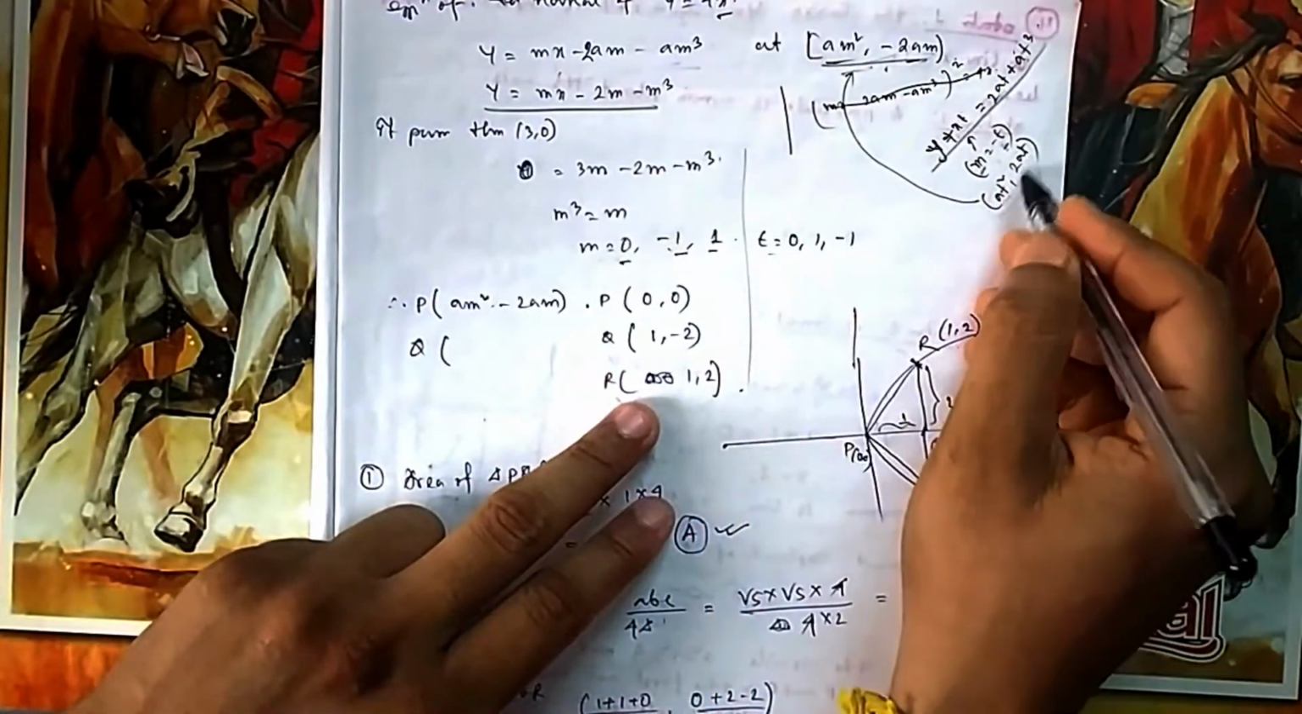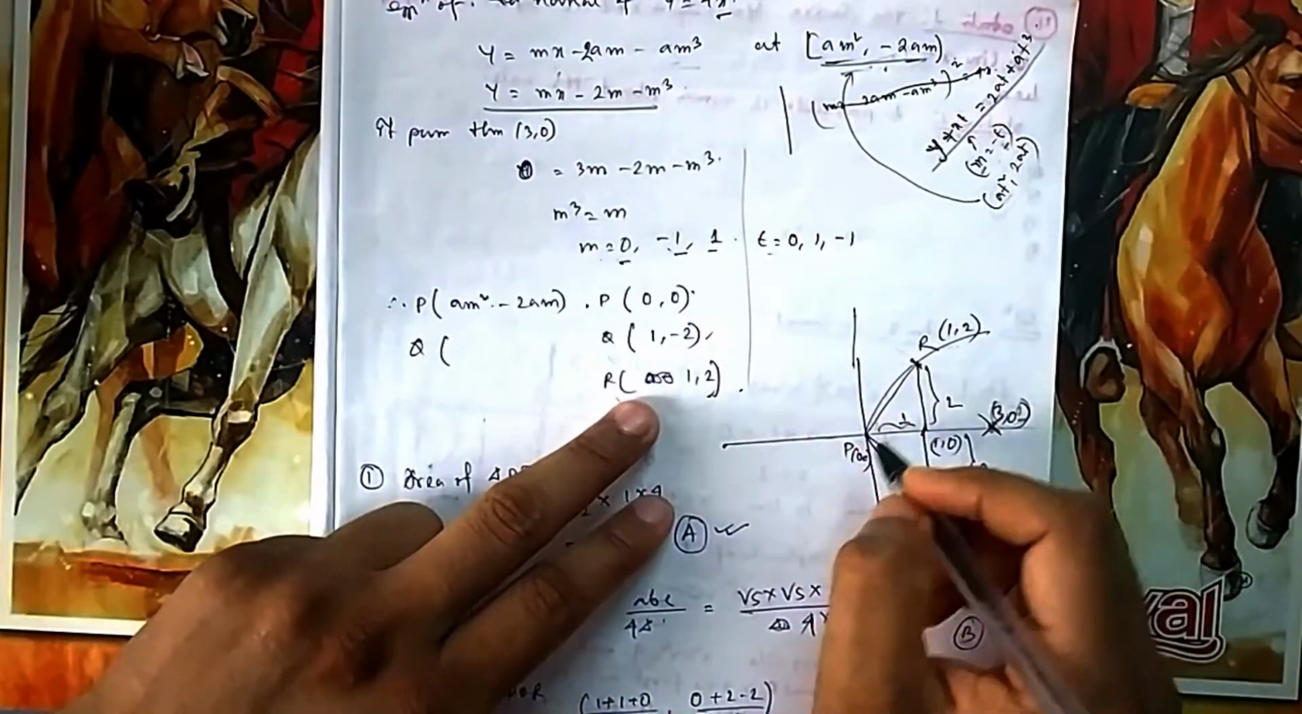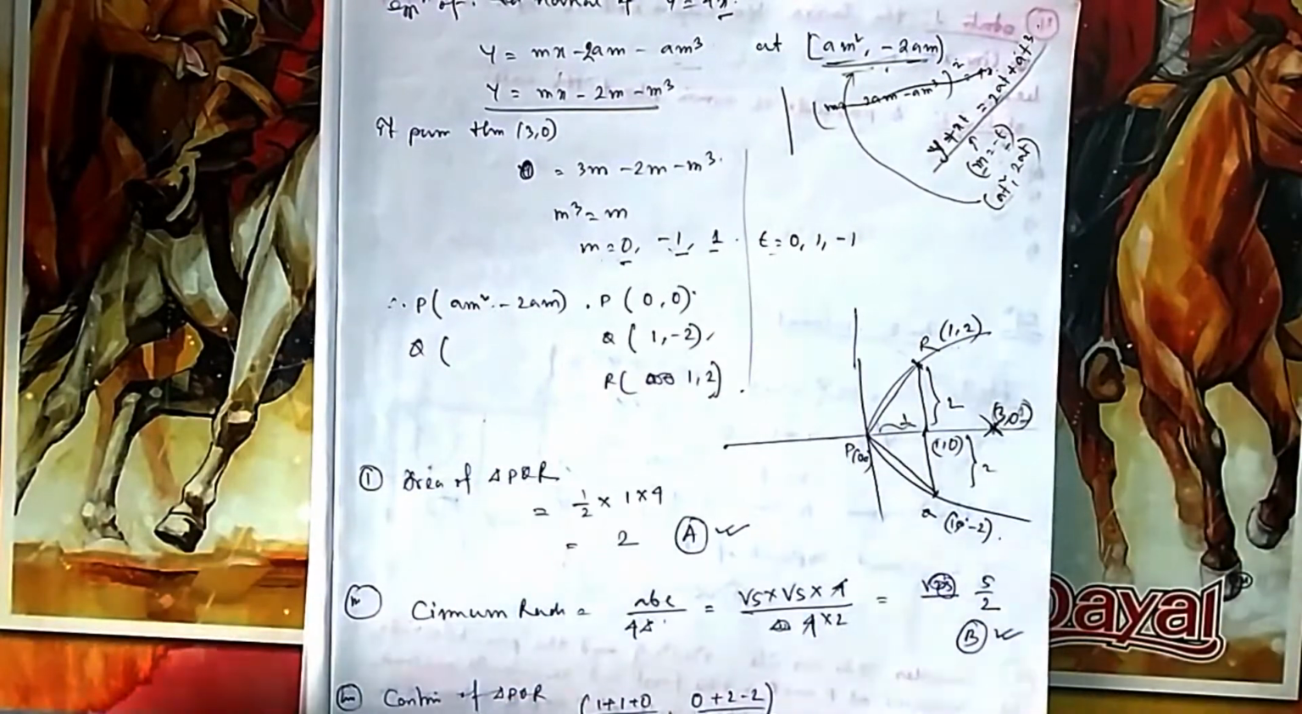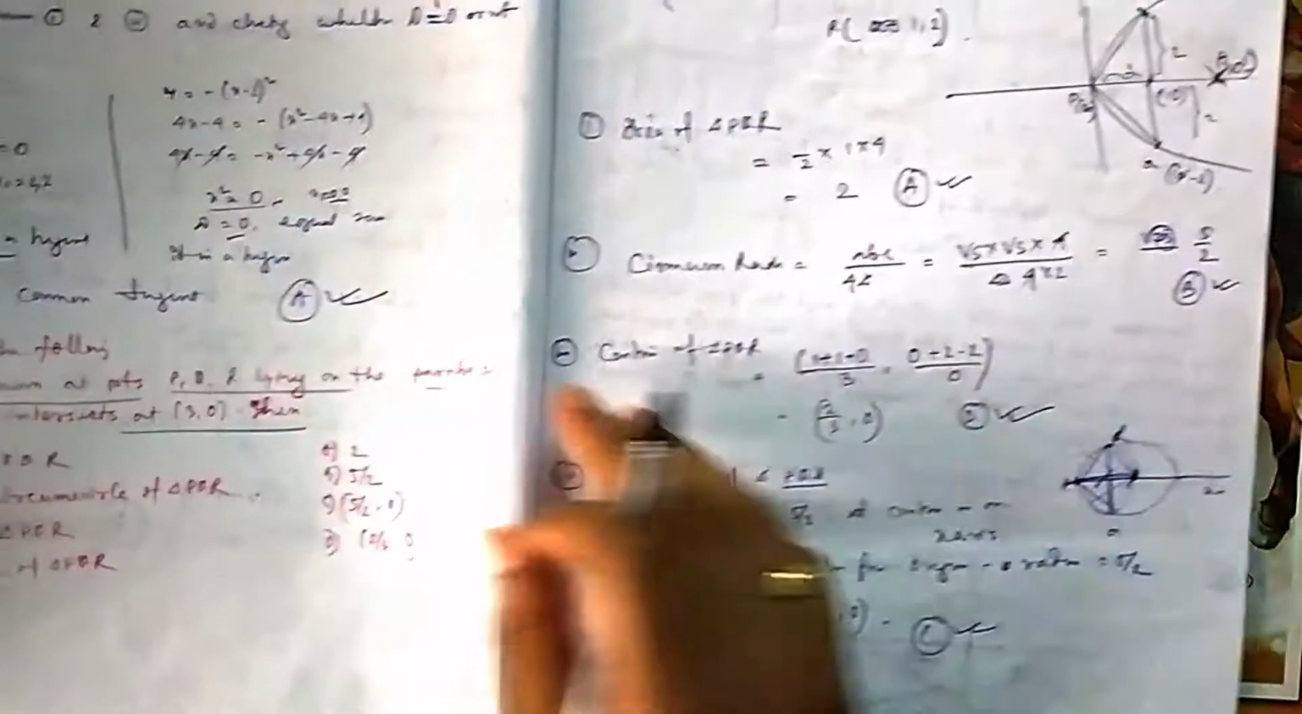In terms of t, you will put it here. So you got these 3 points P, Q, R. Once you know these 3 points, life becomes very easy for you. The first one is the area. So you can see what this area will be.